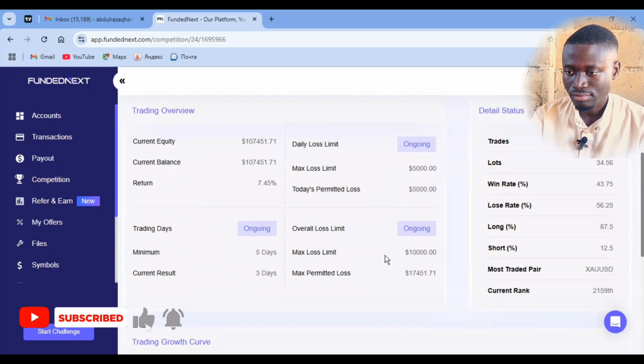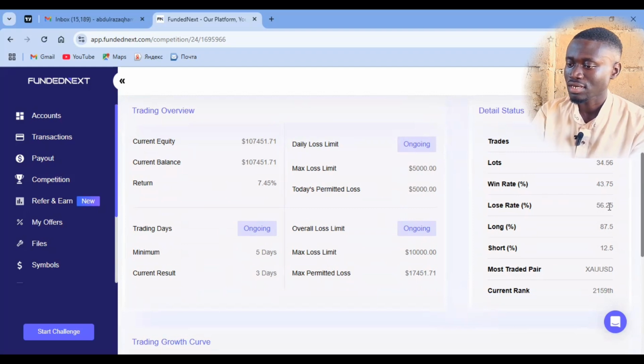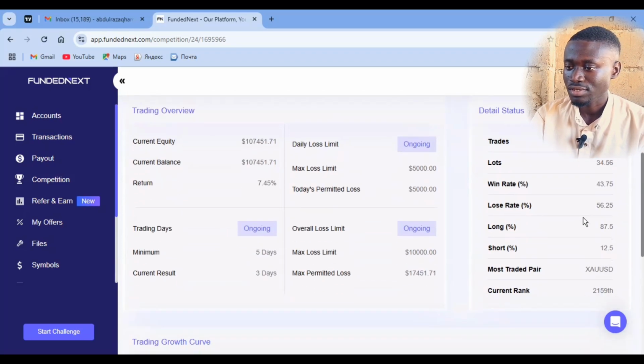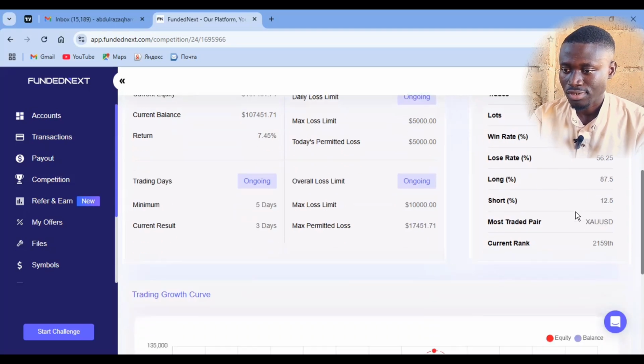So this is it. Everything is still okay. Minimum trading days, 5 days. Lots, 34 lots. I've used 34 lots. My win rate is 43 and my loss rate is 56, which means I need to be more careful on this account. If not, I'm going to blow this account. The win rate is not looking good at all compared to the loss rate.